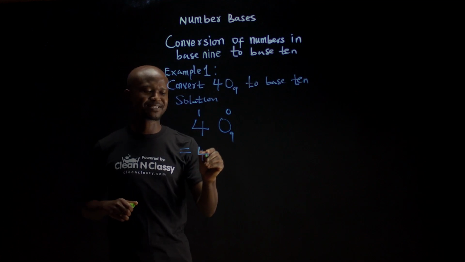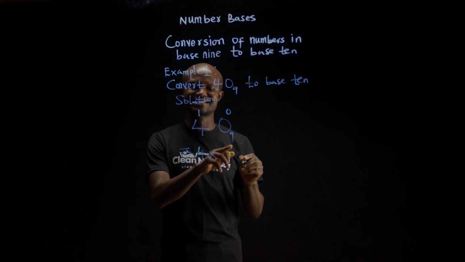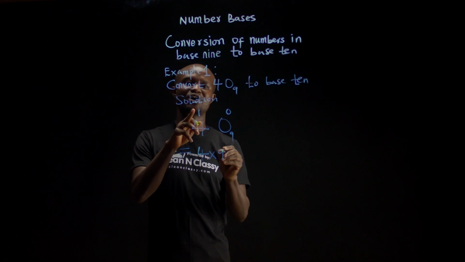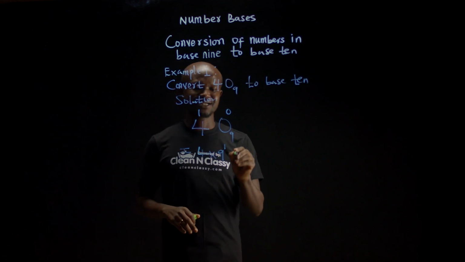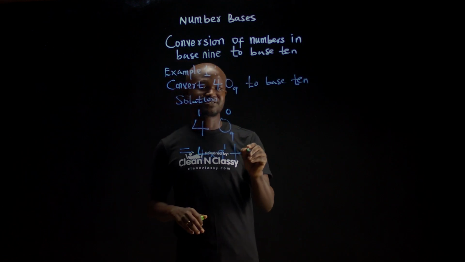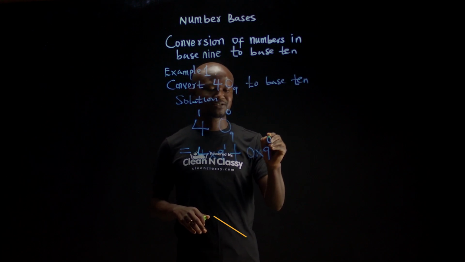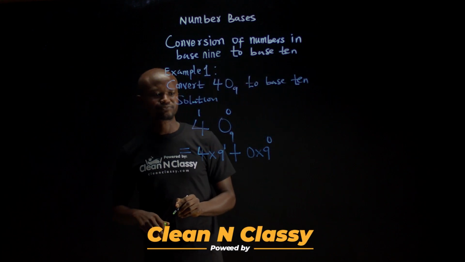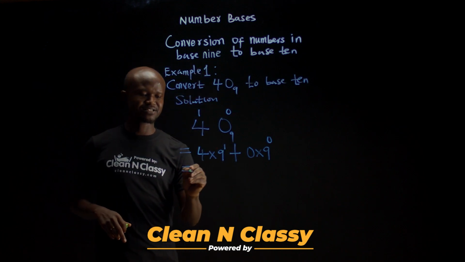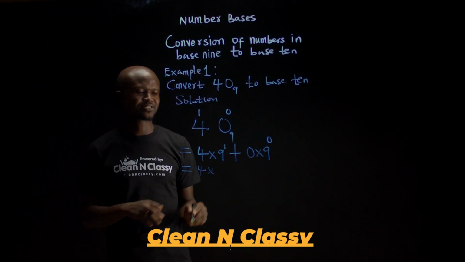So we have 4 times what? 4 times 9 raised to the power of what? 1. Then plus 0 times 9 raised to the power of what? 0. So in this case, this is 4 times what?